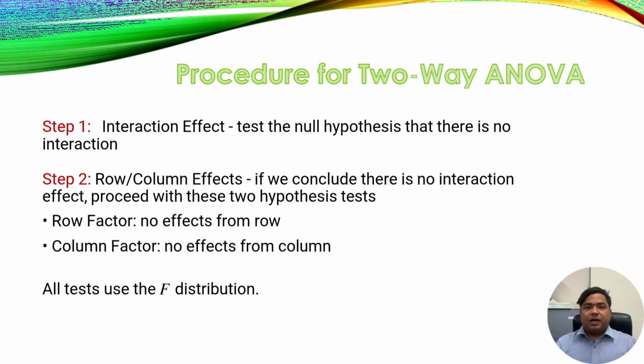First, test the null hypothesis that there is no interaction effect. If no interaction is found, proceed with testing row and column effects. Specifically, test for no effects from the row factor and no effects from the column factor. All tests utilize the F distribution.